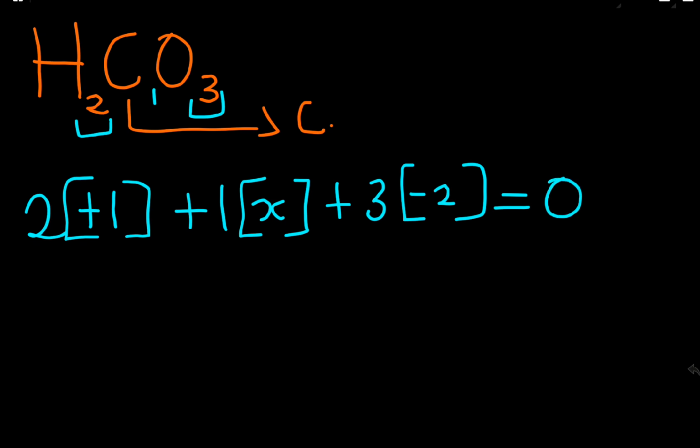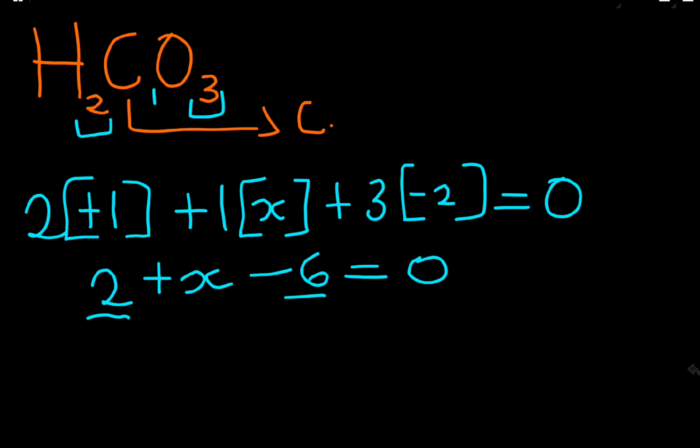Next, open bracket, 2 times plus 1, it's positive 2, which is just 2, plus 1 times x is x, plus 3 times negative 2 is negative 6, equals 0. Next thing is to isolate x. And how do we isolate x? We carry negative 6 and positive 2 to the other side.